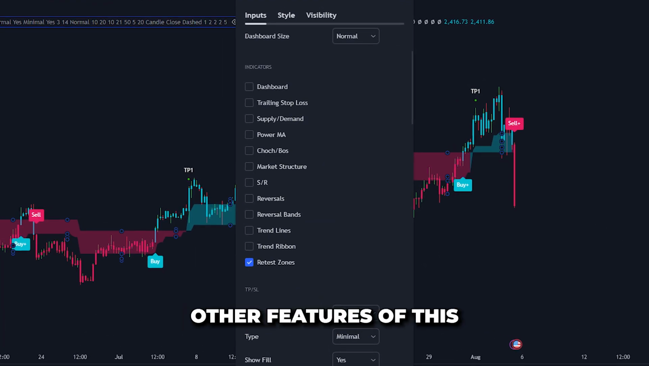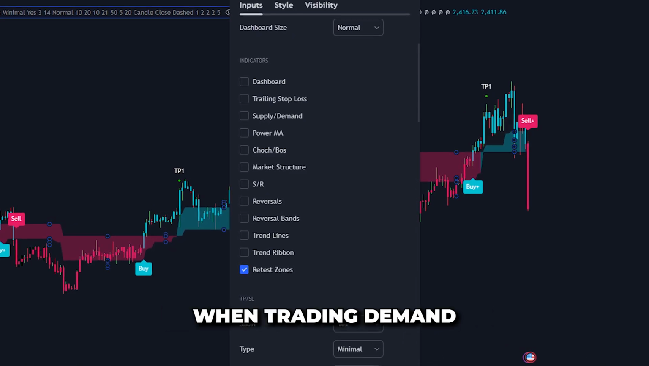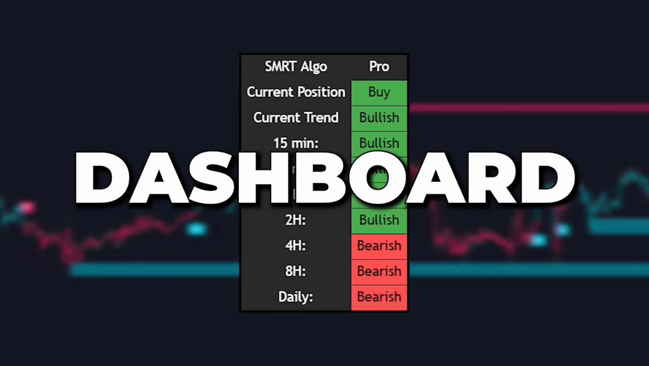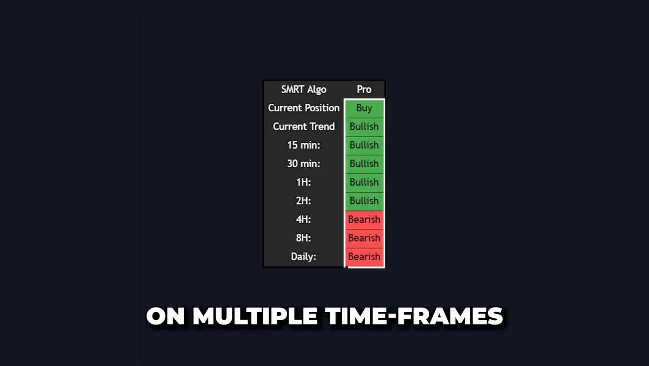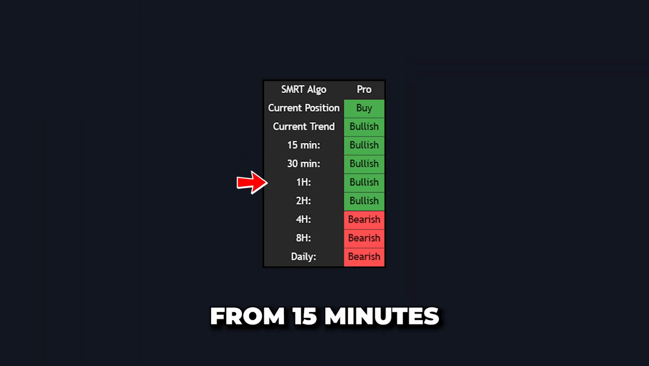Now let's look at how other features of this indicator can help us when trading demand and supply. One of the most helpful features is the dashboard, which tells us what's the trend on multiple time frames, ranging from 15 minutes all the way up to daily time frame. This information helps us a lot when it comes to entering trades.